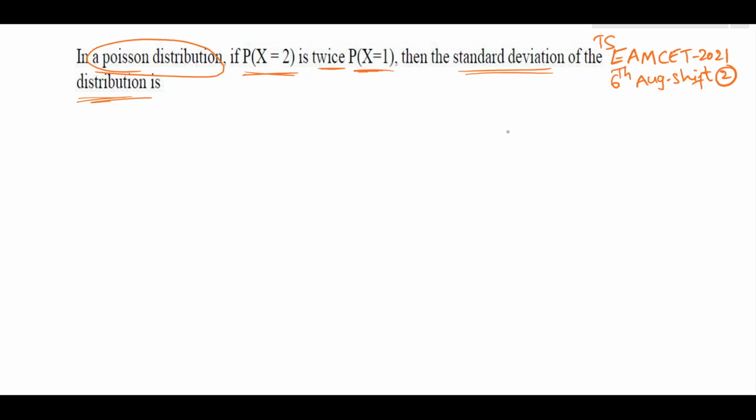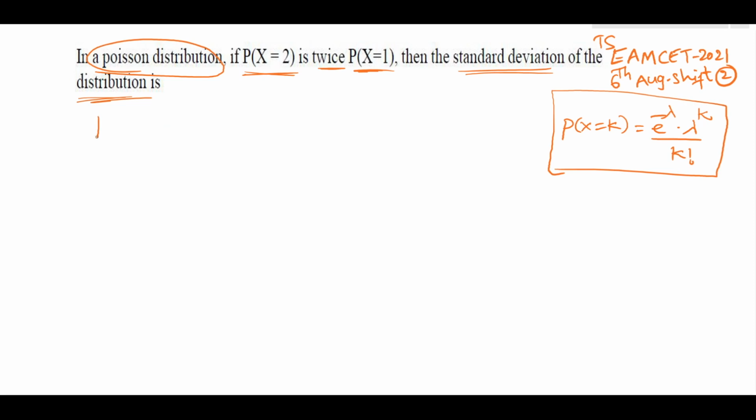In Poisson distribution, we know that P of x equal to k is equal to e to the power of minus lambda into lambda power k by k factorial. This is the formula for Poisson distribution.